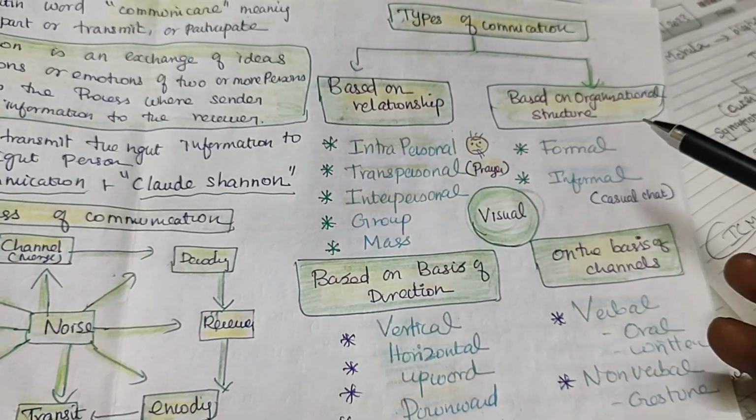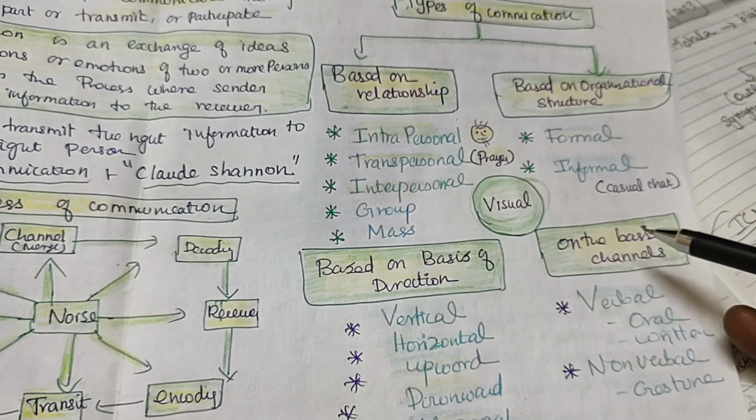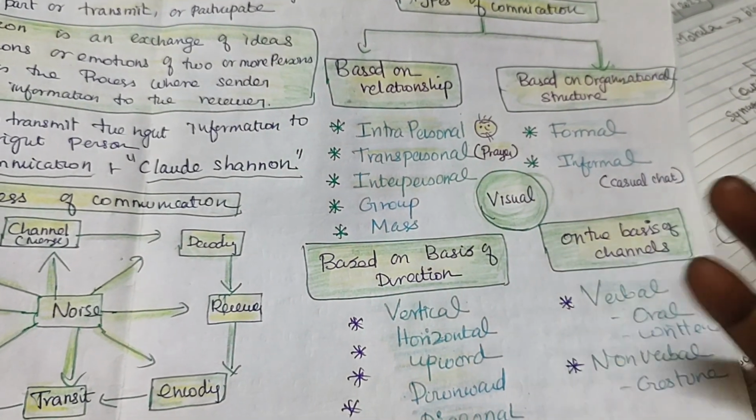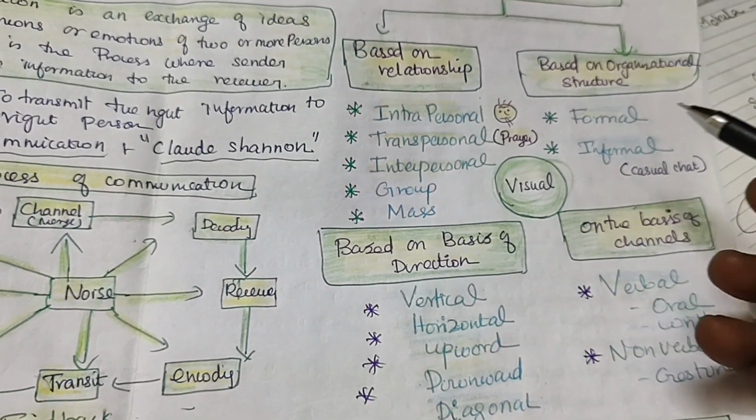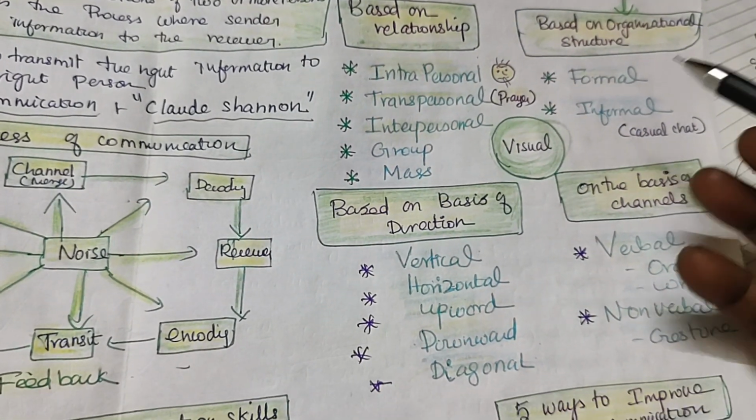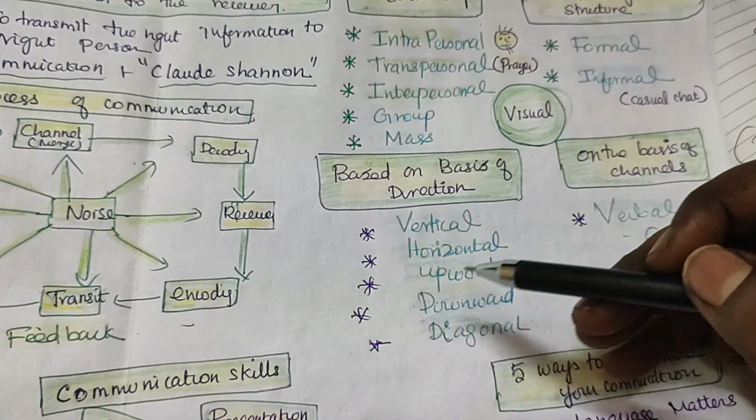Then, what is based on the organization structure? Formal communication and informal communication. Informal is like a casual talk. A casual thing is called informal communication. Formal will be the letter, memo, and other things, which will be called formal communication.